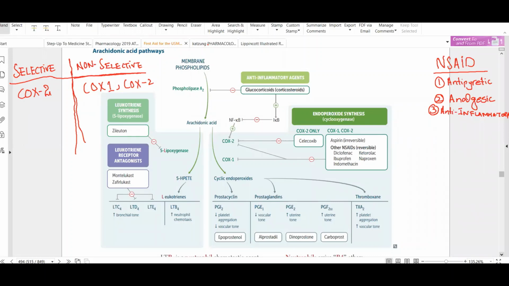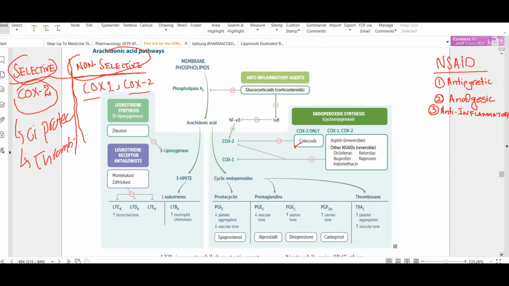So now I'm going to discuss the classification of NSAIDs. NSAIDs are of two types: selective and non-selective. Selective NSAIDs inhibit only the COX-2 enzyme, while non-selective ones inhibit both COX-1 and COX-2. An example of a selective COX-2 inhibitor is celecoxib. These drugs are GI protective, and they increase the risk of thrombus formation.